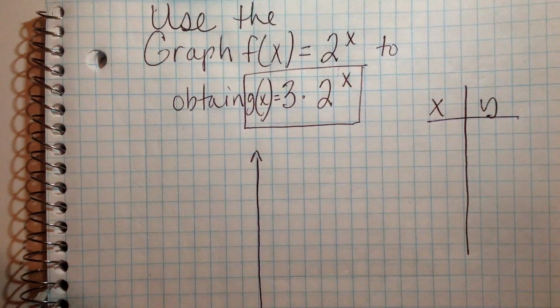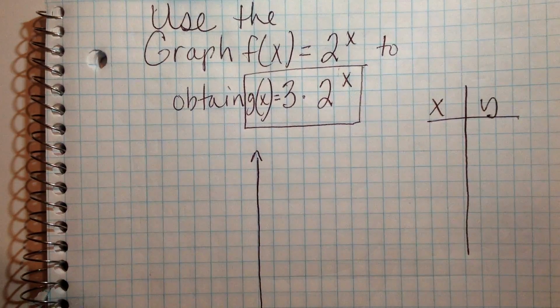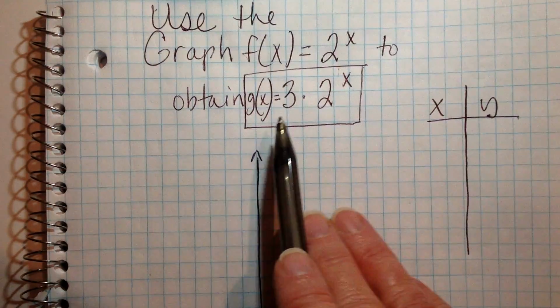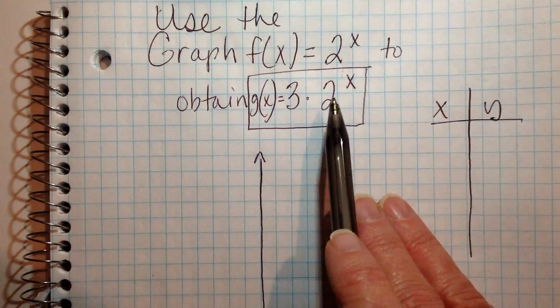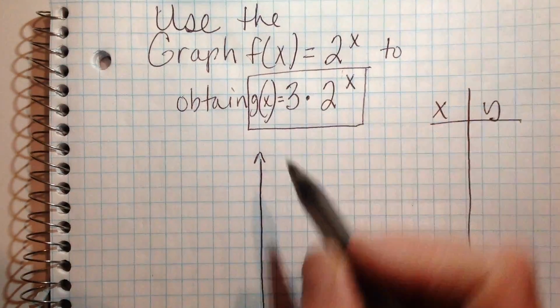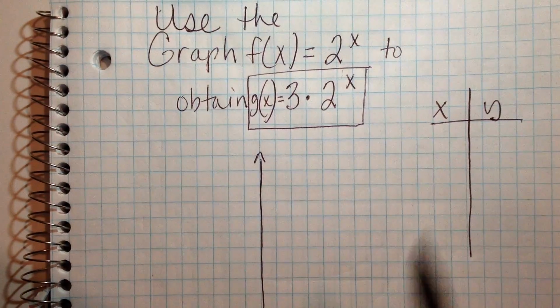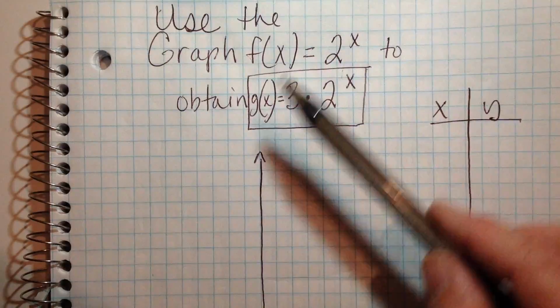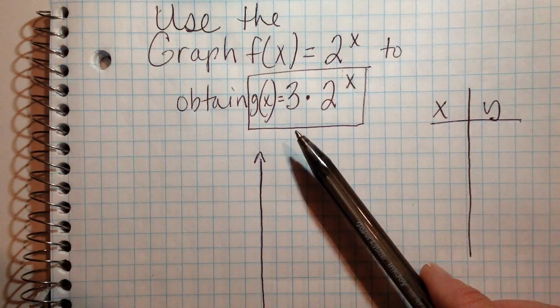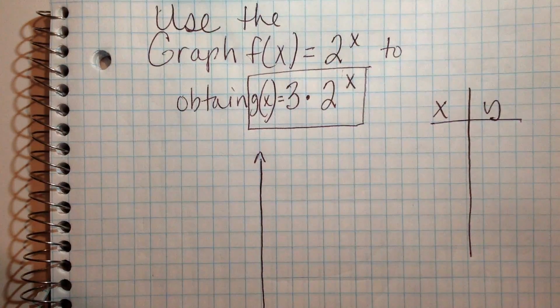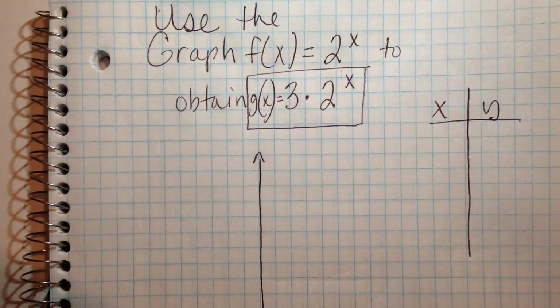Use the graph f of x equals 2 to the x to obtain g of x, which is 3 times 2 to the x. Anytime you multiply the original parent graph times a number on the front greater than 1, this is a stretch. So let's find ordered pairs of the original graph.